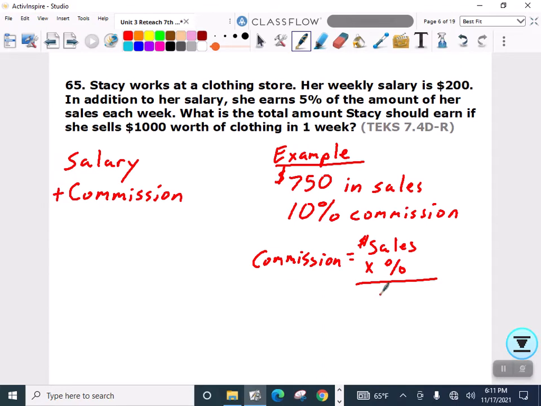So what we have in this example is 5. And if the salary were, let's say, 300 and the commission were 75, you add those together, that would give you $375 that Stacy or whoever would earn that week.